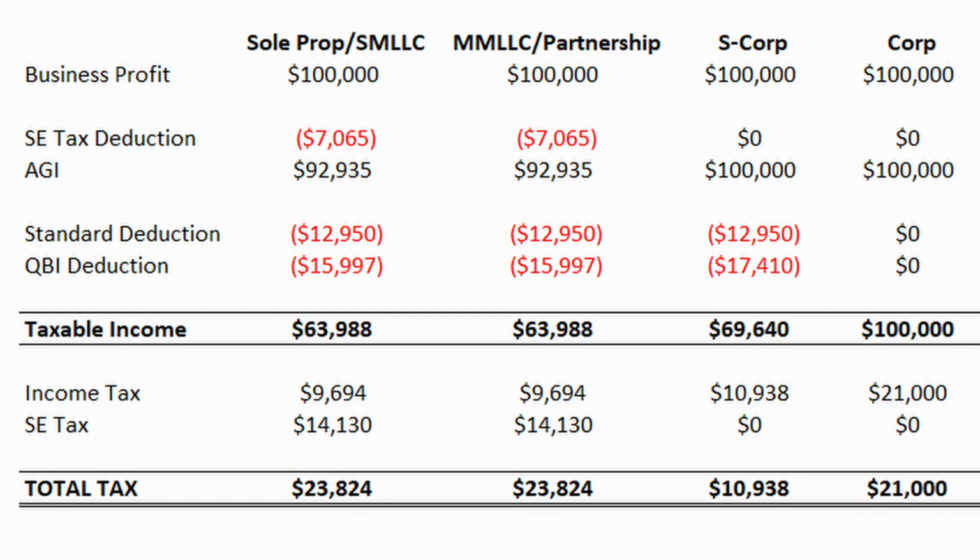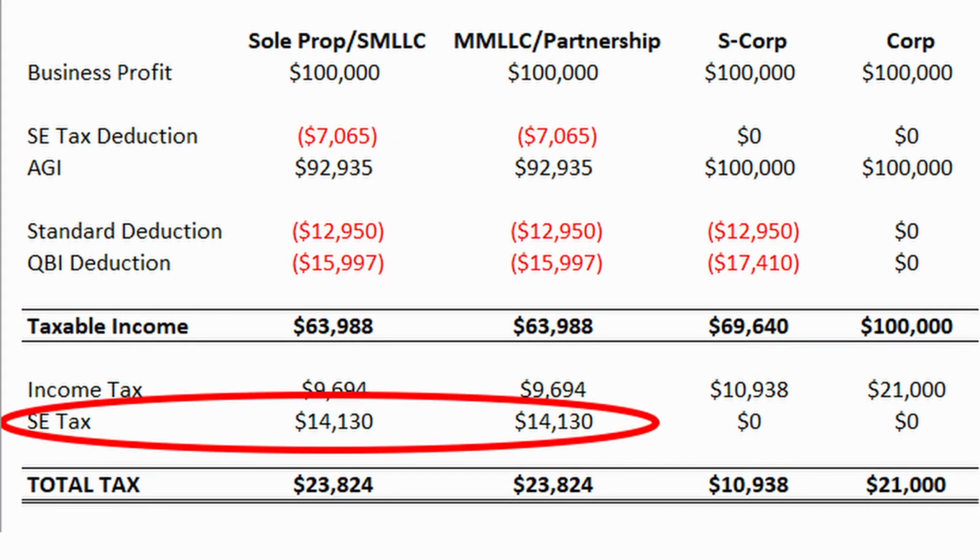Now, we're oversimplifying this example by assuming that the owner is single, that they have no other sources of income, they take the standard deduction, and they qualify for the QBI deduction. The next lowest tax bill will probably be the C Corp, and then the worst options would be the sole proprietorship, single member LLC, multi-member LLC, and partnership. And this is primarily due to the cost of self-employment taxes.